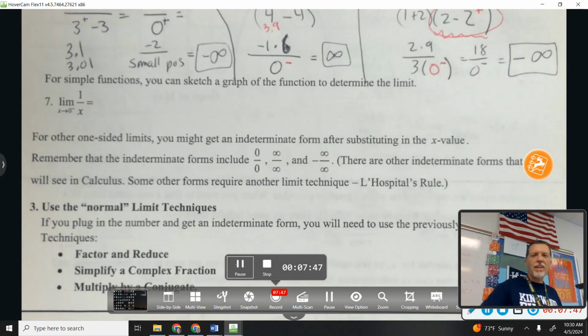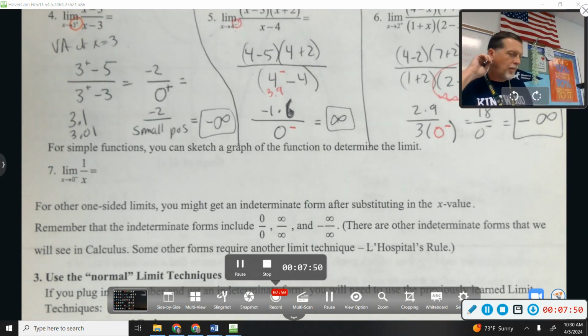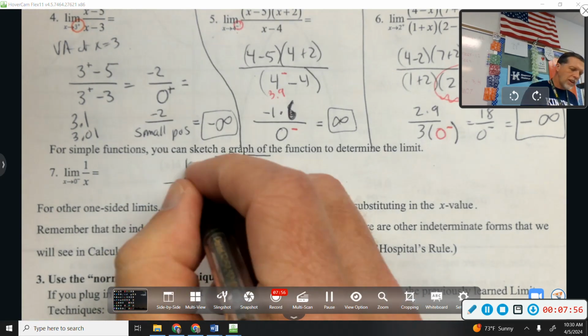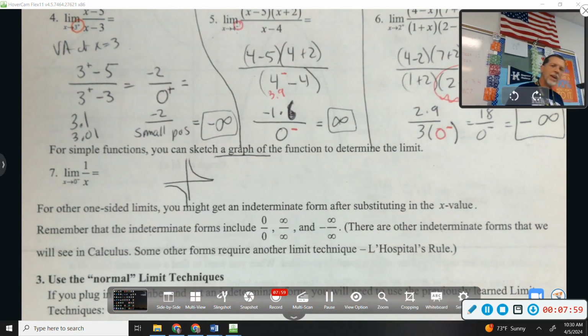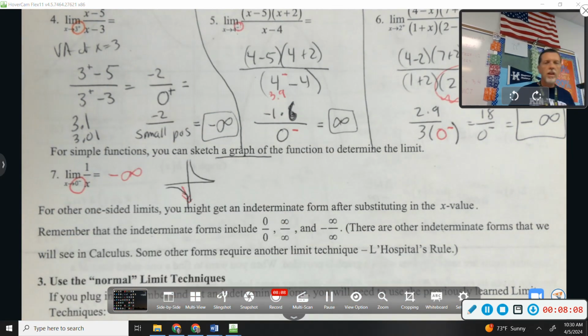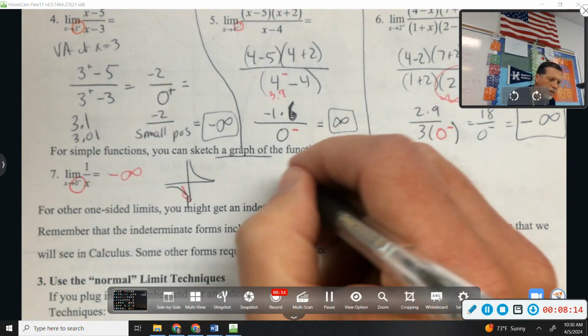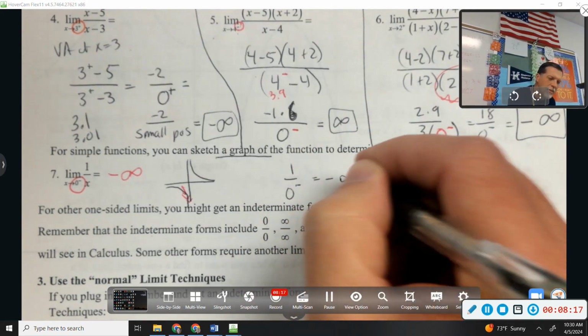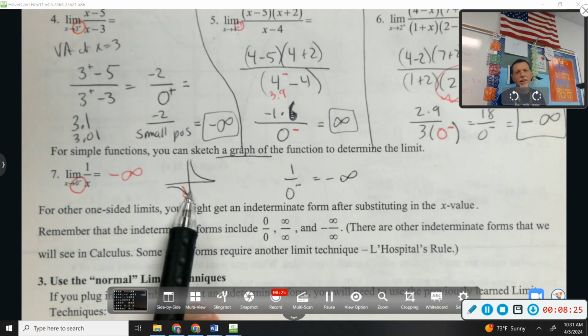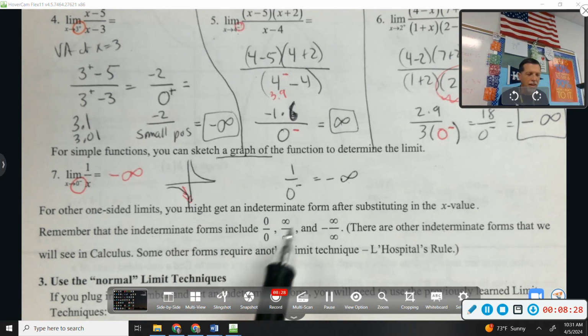Number 7, I don't even know if you like how number 7 is presented. For simple functions, you can sketch a graph. So if you know what 1 over x looks like, then rather than plugging in, you could do a graph and know that 0 from the left is headed to negative infinity. But is that easier than just doing 1 divided by 0 from the left is equal to negative infinity? So you've got options. If you know what the graph looks like, then you can do it graphically. But if it's a simple plug in, maybe it's easier to plug it in and not even worry about the graph.